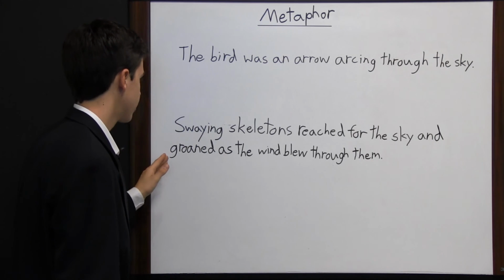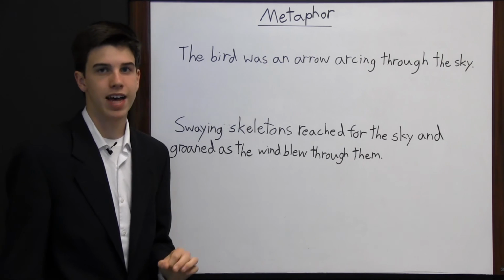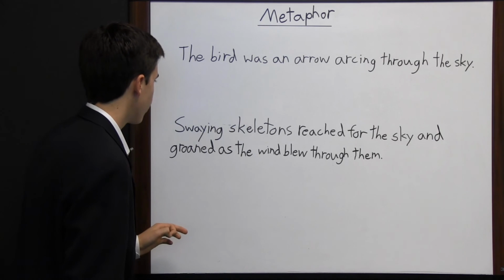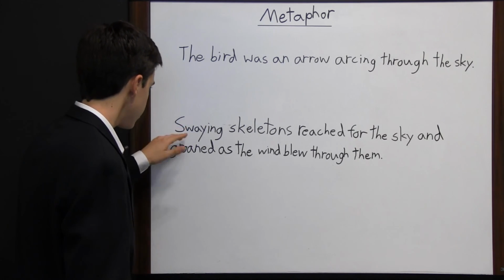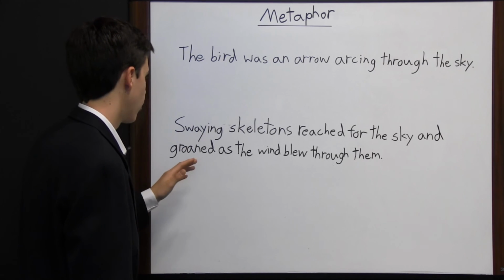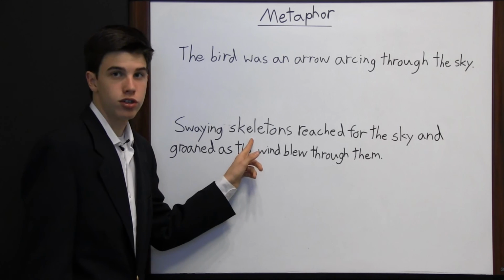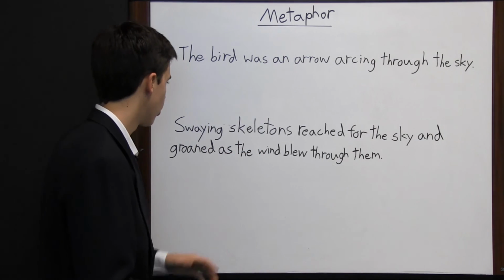"Swaying skeletons reached for the sky and groaned as the wind blew through them." Here, we don't know exactly what the author is talking about, but we can infer that the author is talking about trees, because it would make sense that trees would sway back and forth, and that maybe at this point it's in the winter and the trees don't have any limbs, so it's just like the skeleton of a tree and it's swaying back and forth.